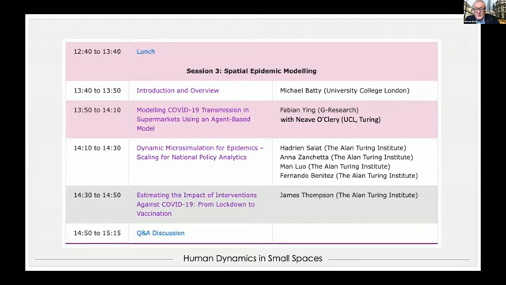And then we've got a contribution from Turing, Hadrian Salat, Anna Sanchetta, Man Luo, and Fernando Benitez, all newcomers to Turing who are working on extending the urban analytics model. I've not seen any work from that yet, so I'll look at that with interest as it comes up. And then we have James Thompson, who is another Turing fellow, who is going to talk about his work on interventions from lockdown to vaccinations. One of the features this afternoon, indeed of the whole conference, is that many people are affiliated to Turing in some sense. All of those this afternoon are affiliated in this way.